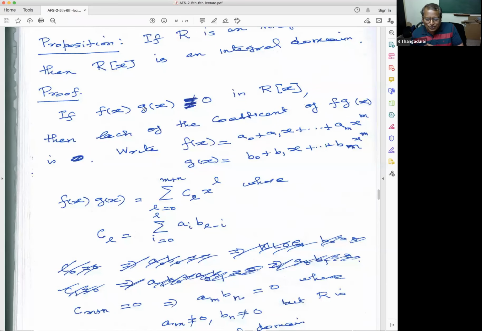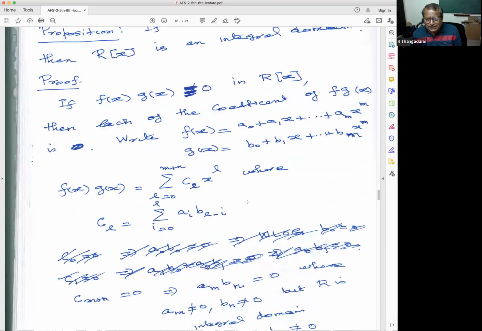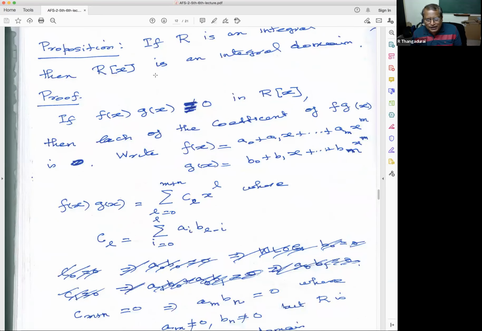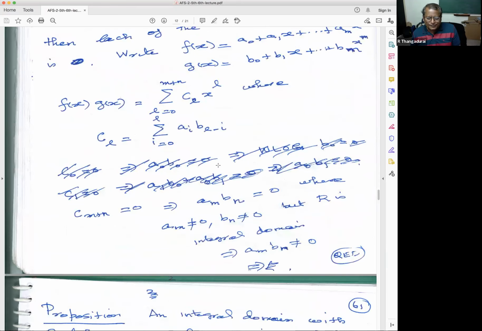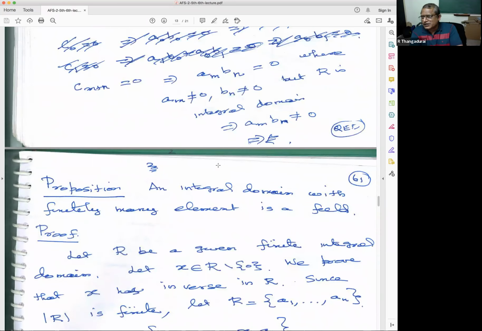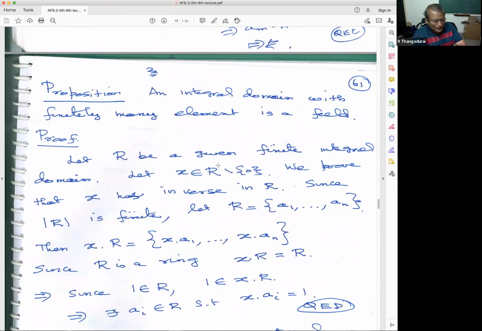So what we have proved is that the product of two non-zero polynomials cannot be the zero polynomial. So R[x] is an integral domain. Therefore, the corollary is that if R is an integral domain, then R[x1, x2, ..., xn] is an integral domain, by induction.